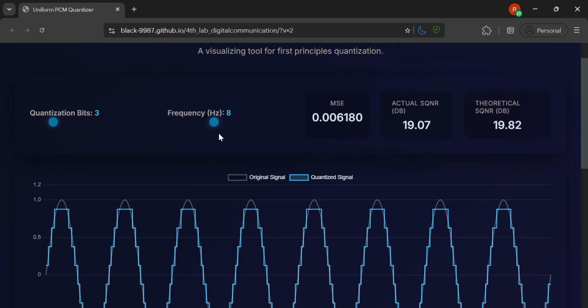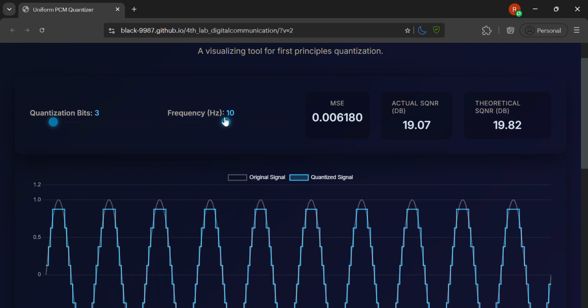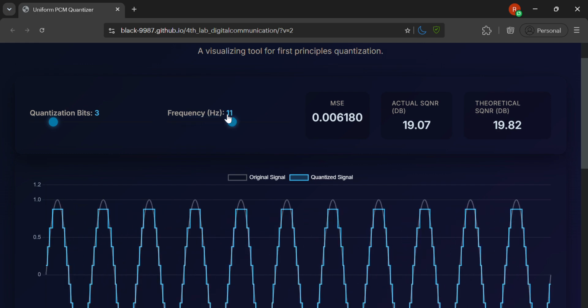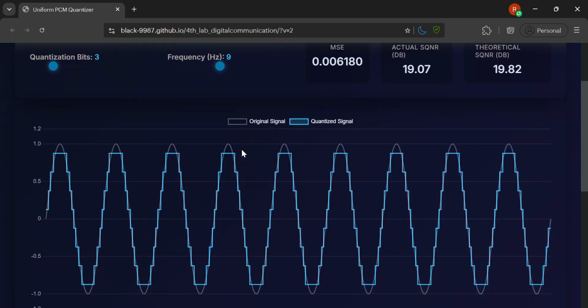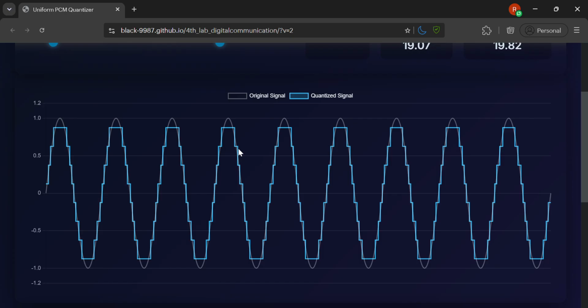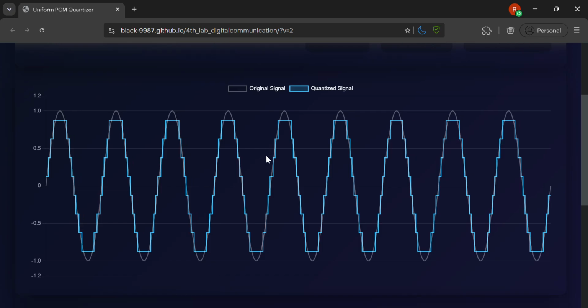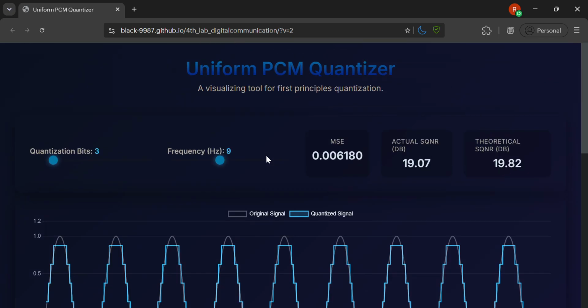The second slider is frequency. This changes the frequency of the input sine wave. It allows us to observe quantization on signals with different rates of variation, while the quantization process itself remains the same. On the right side, the simulator displays three important performance metrics.